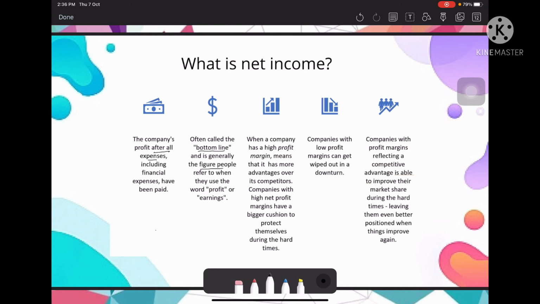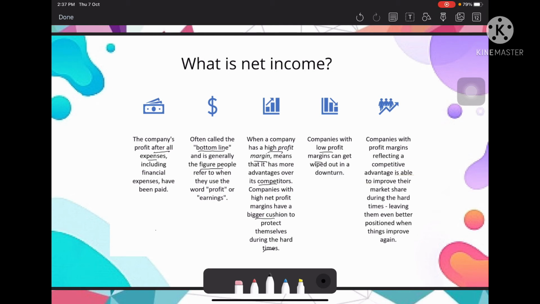Basically when the company has a high profit margin, the net profit also will be high. When a company has a high profit margin, it means the company has more advantages over its competitors. Companies with high net margins have a bigger cushion to protect themselves during hard times. I mean to say when they are able to control their costs, they can also increase their profit. Companies with low profit margins can be wiped out in a downturn. So this is dangerous.